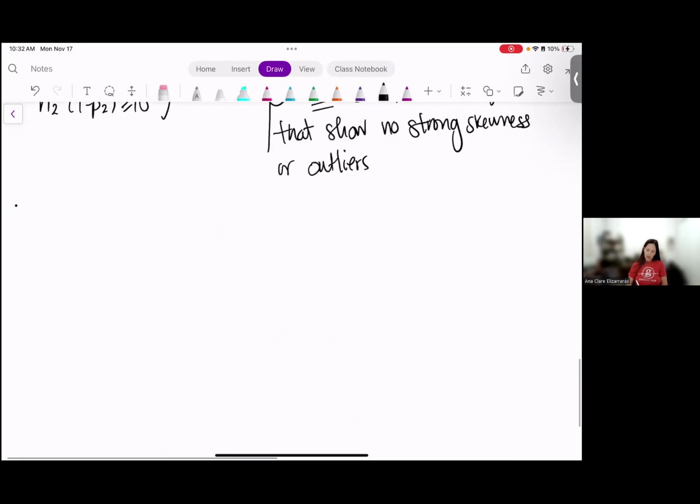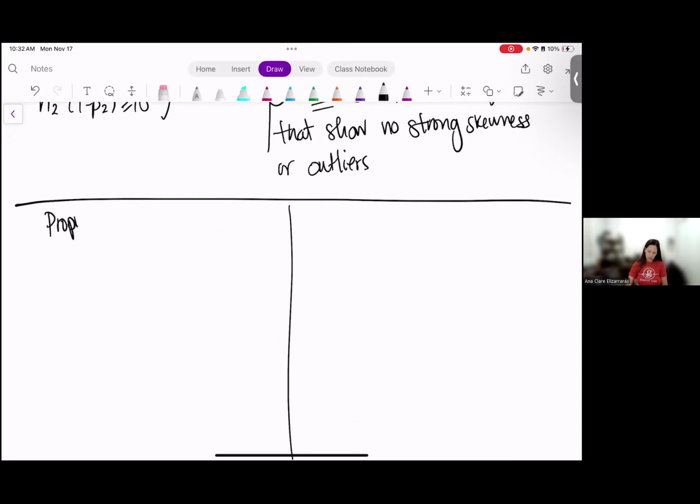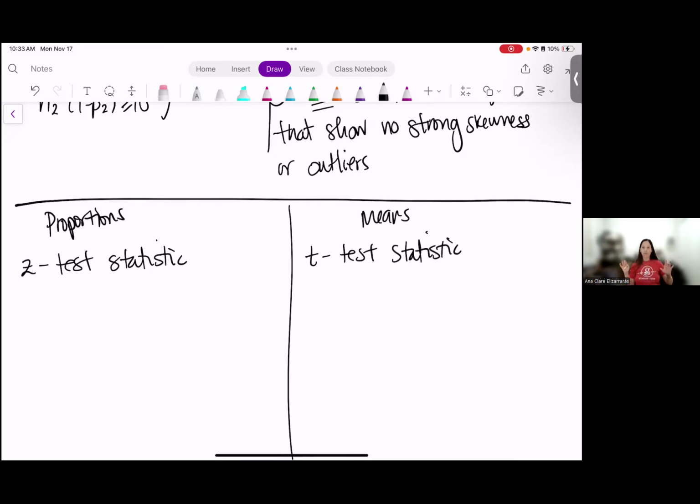All right. As always, for proportions, we are doing a Z test statistic. We're calculating a z-score. For means, we are doing a t-test statistic because only in a perfect imaginary world are you going to be given the population standard deviations. And so because of that, we're never using a z-test statistic. So if you're using ChatGPT and it's telling you to use a z-score, not a good idea.